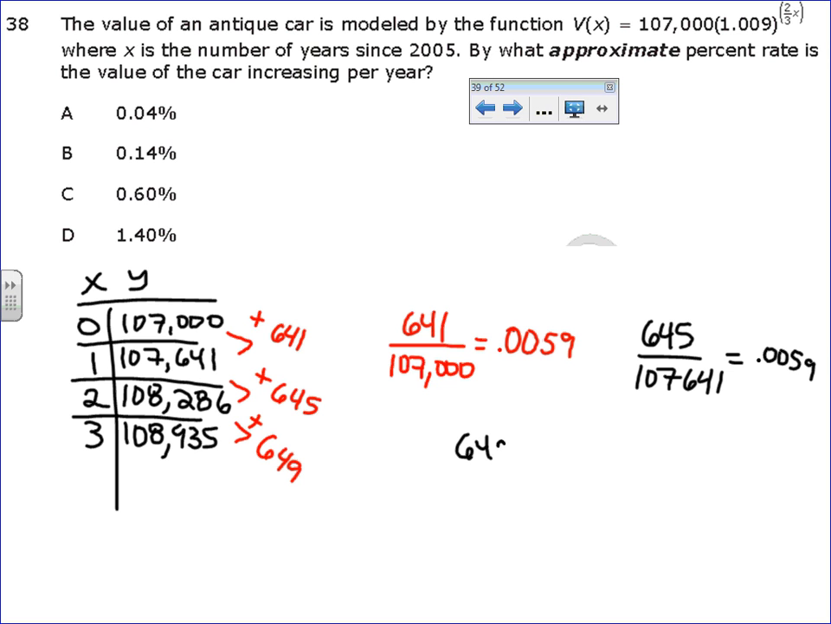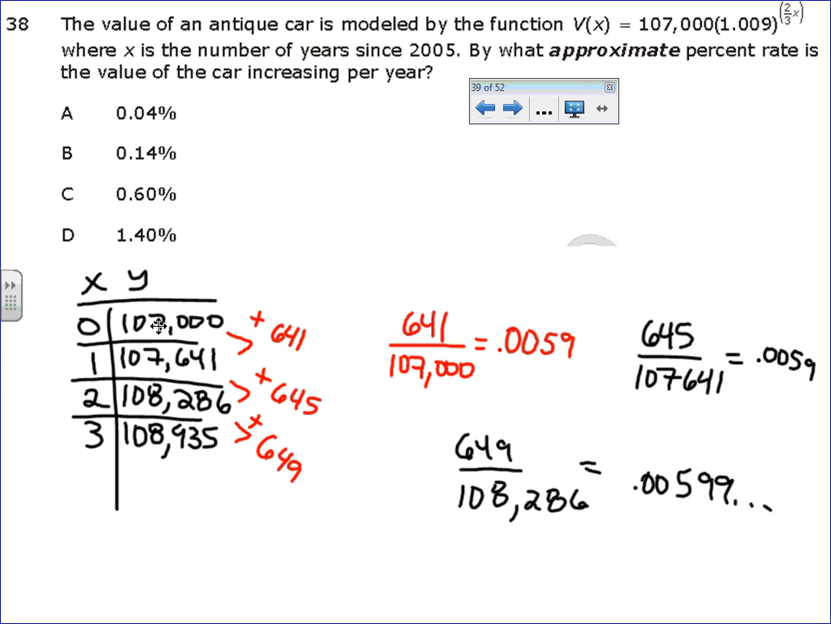If I take 649 and I divide it by the one behind it, or the one it's changing into, sorry, 108,9... 1 behind it. So 108,286, okay? I should get the same thing. And then I realized, well, this is a fraction. I need to turn it into a percent. Okay. And this obviously goes on 9, 7.